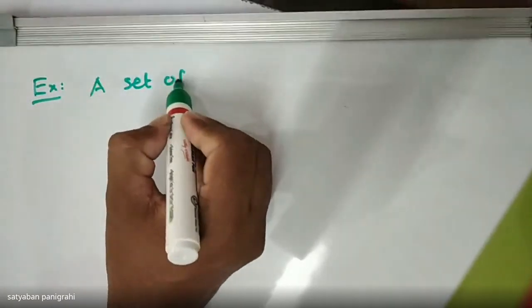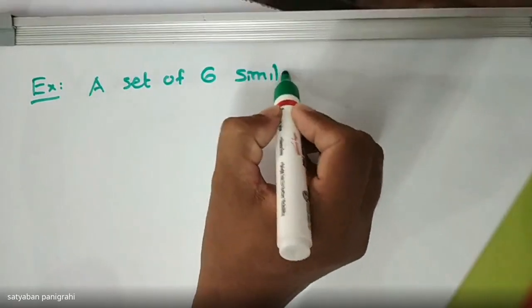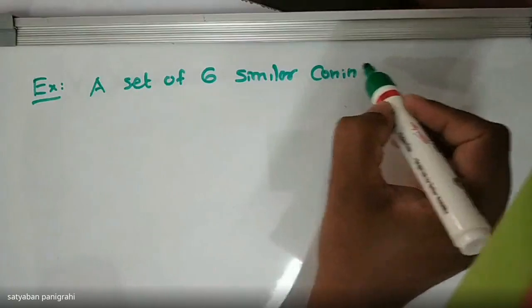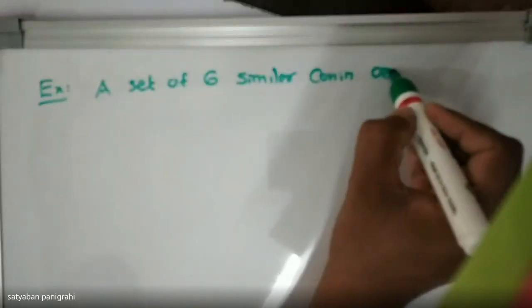Okay, look at an example, what it says. One example: a set of 6 similar coins are tossed 640 times with the following results. What are the results? Here, number of heads.